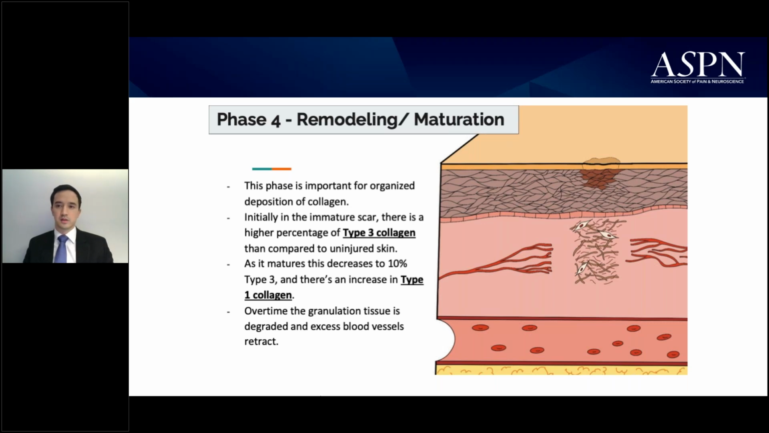All of these ultimately serve to increase the synthesis of type 1 collagen, with type 3 collagen decreasing to about 10% of total collagen in the tissue bed. This remodeling ultimately results in degradation of the granulation tissue, retraction of those excess blood vessels, and increase in tensile strength that is in an ideal setting is about 80% of the uninjured tissue strength.